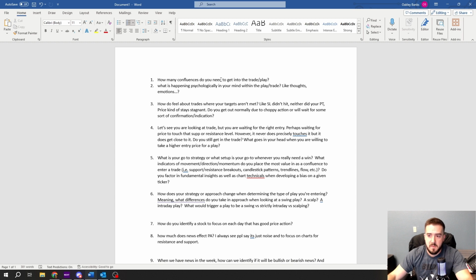Okay, so this one says, how many confluences do you need to enter into a play? So I believe what they're trying to say here is like, how many of my things need to line up before I'm okay with entering a trade, whether that be... Actually, let's come back to that, because I believe somebody asked what type of confluences I use or indicators. So we'll come back to that one.